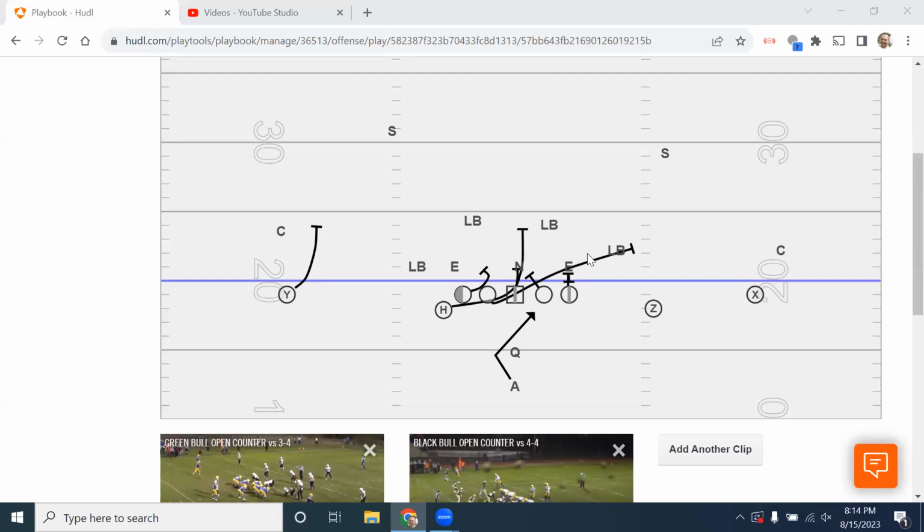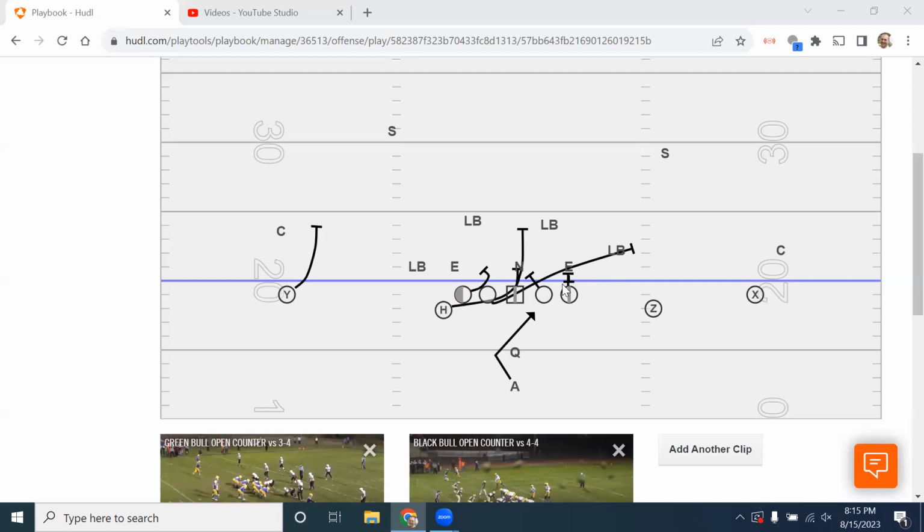Okay. So the technique is exactly the same as a drive block, but you are doing it in your backside gap instead of your front side gap. Okay. Now, if you're double teaming, it is still a push double team. Okay. Just to your backside. All right. We are using the double team where we have leverage to where the ball is going.